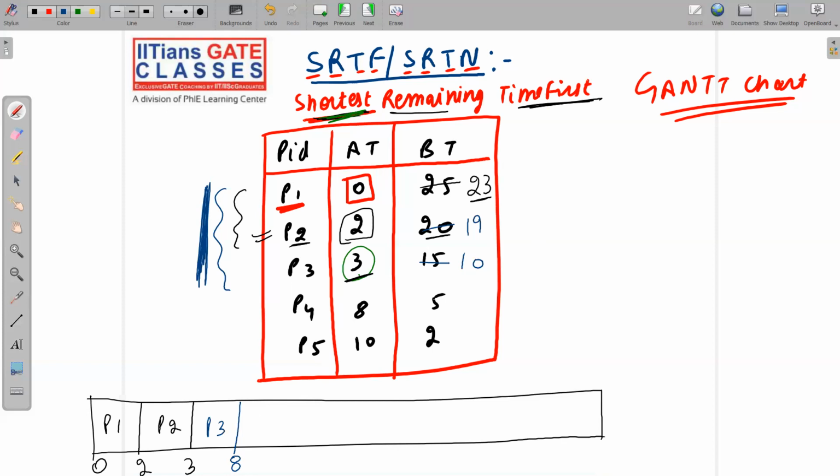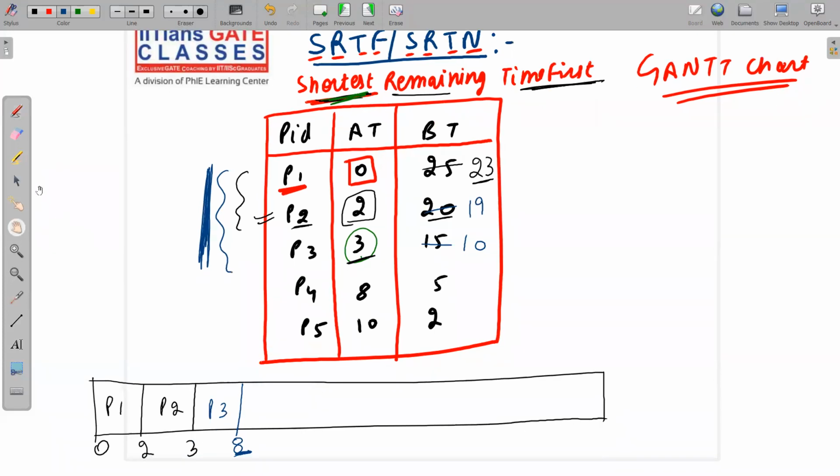Now we are at time 8. See here carefully. At time 8, how many choices do we have? We have 4 choices: P1, P2, P3, P4. P1's remaining time is 23, P2's is 19, P3's is 10, and P4's is 5. Which is least among all? P4 is the least, so P4 will be executed next.